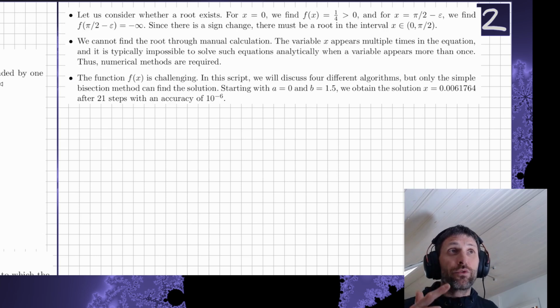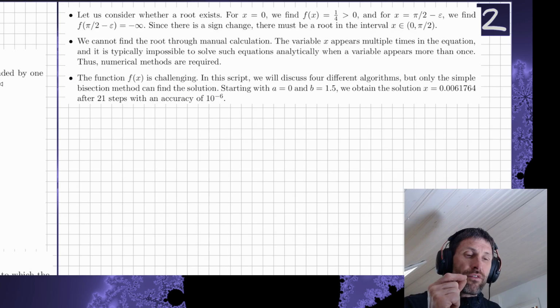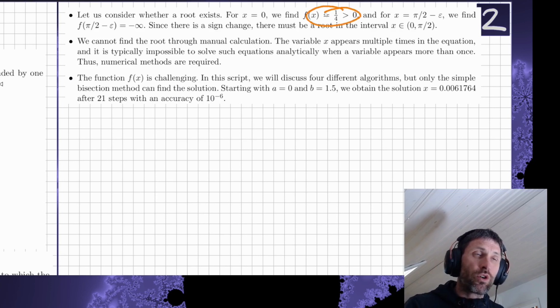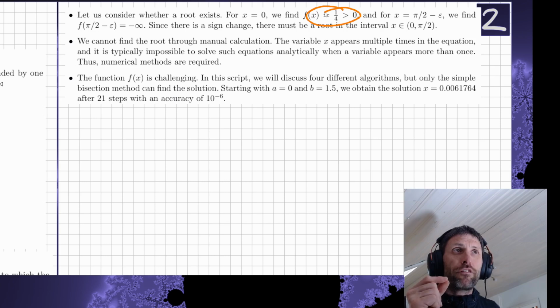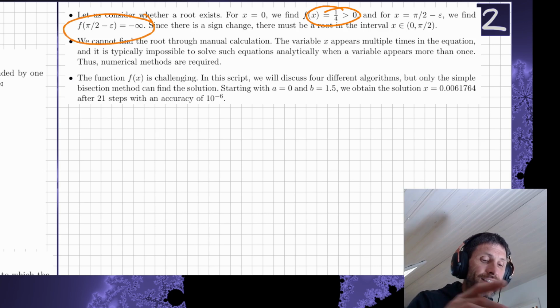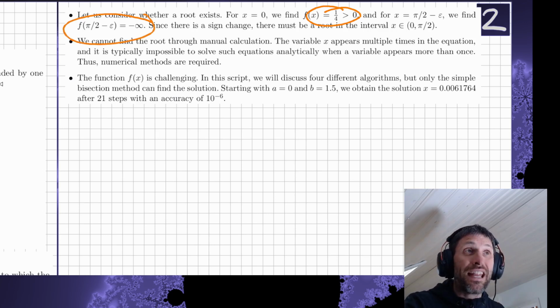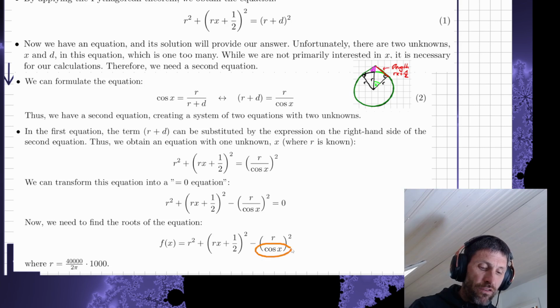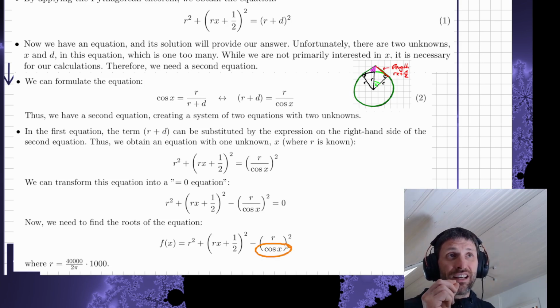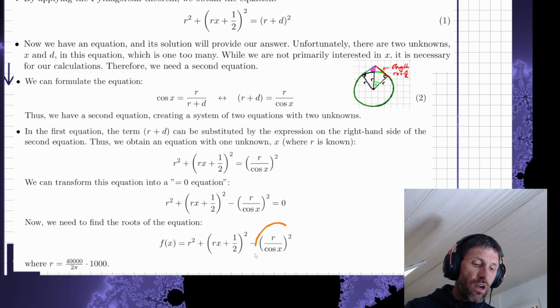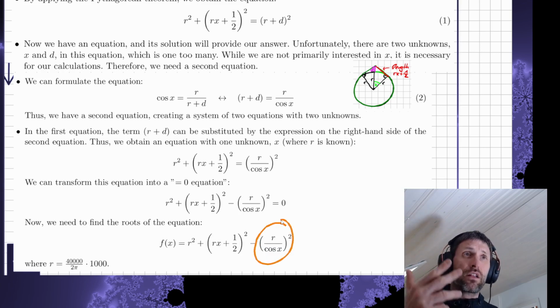Check our f and you see if x is 0, then the value is plus a quarter, and that's more than 0. If you push x close to pi divided by 2, 90 degrees, then you can easily see that we will have a negative function value. If x is a little less than 90 degrees, then cosine is a number very close to 0, a positive number very close to 0. R divided by that number is a very large number.